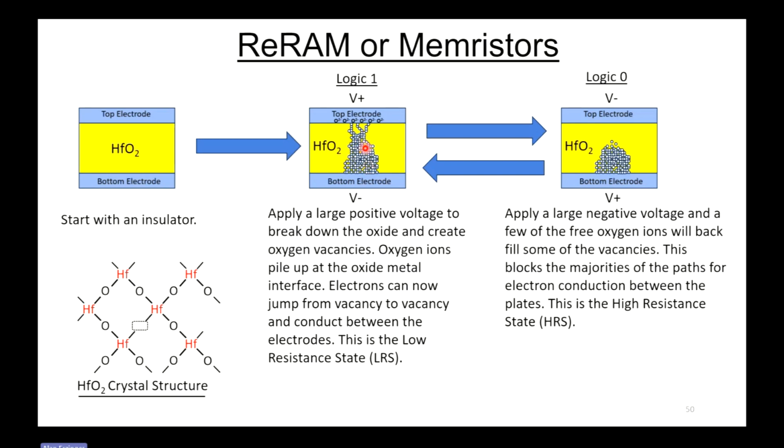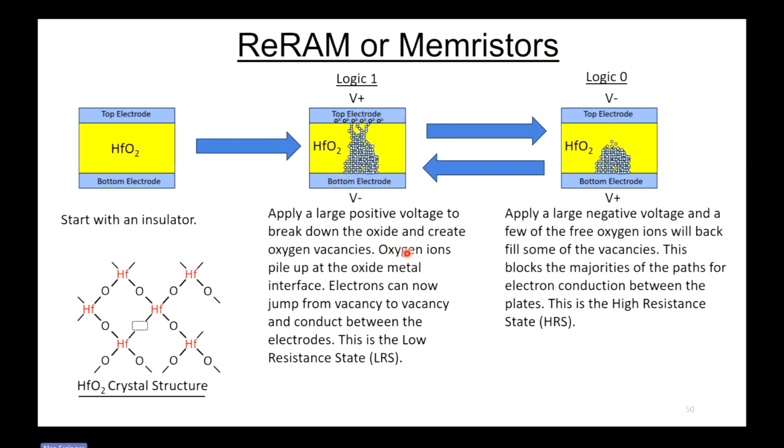You're actually stripping off some of the oxygen ions and moving them up to this top plate. And if you look down in the lower left corner, I show what the crystal structure of hafnium dioxide looks like. This is very similar to the crystal structure of silicon dioxide. If you apply a high enough electric field, you end up ripping some of these oxygens out, leaving vacancies behind. And that's what we're doing here. We're creating a whole bunch of vacancies.